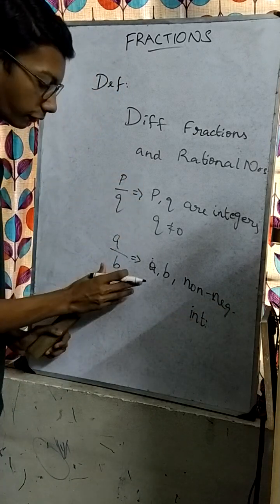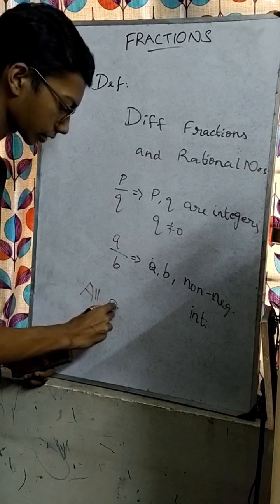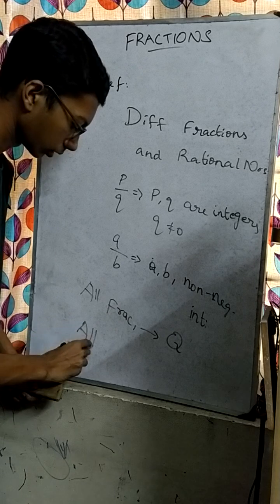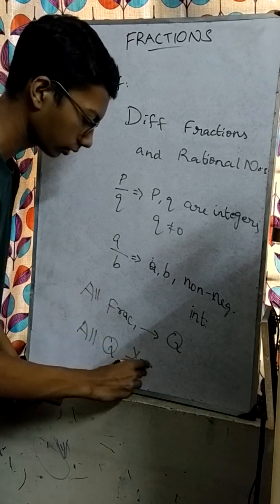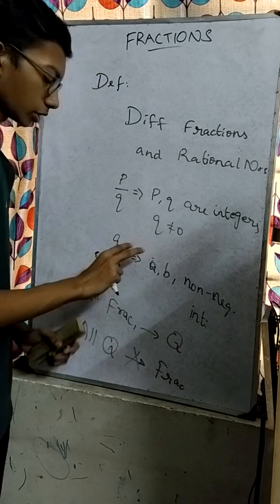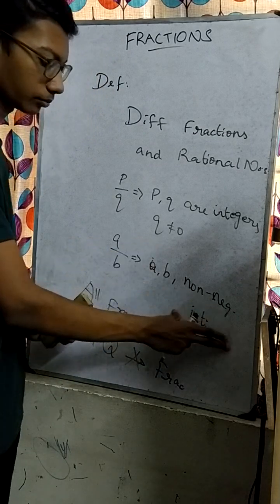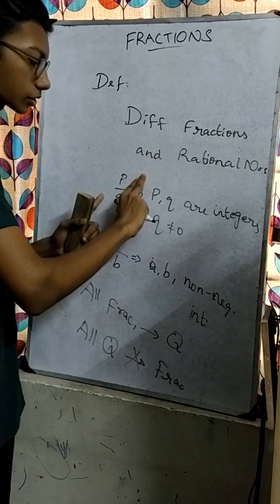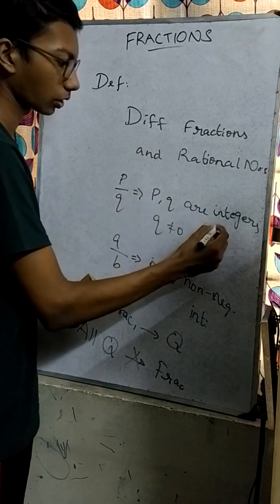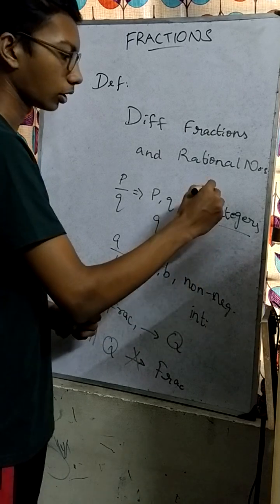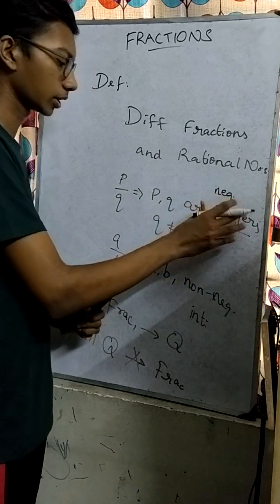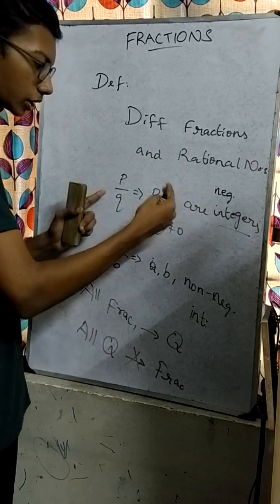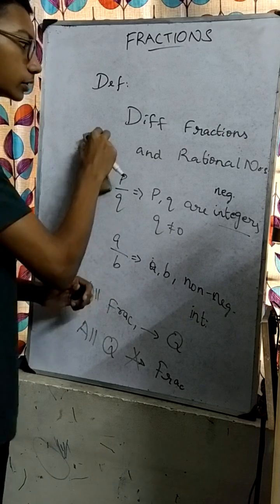So all fractions are rational numbers. But all rational numbers are not fractions, because fractions include only the numbers where A and B are non-negative integers. Rational numbers include those, but also include all the integers, not just non-negative integers. All the negative integers also. So all fractions are rational numbers, but all rational numbers are not fractions.